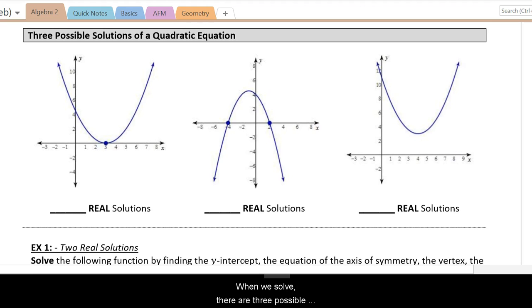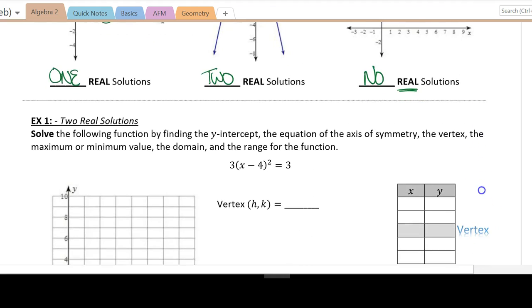When we solve, there are three possible solutions of a quadratic equation that you'll see graphically. The first situation is we have this quadratic here that's touching at one place on the x-axis. Remember, the x-intercepts can also be the solutions. Therefore, this one has one real solution. This quadratic here touches in two places of the x-intercept, which means two real solutions. And then this one doesn't cross the x-axis, therefore there are no real solutions.